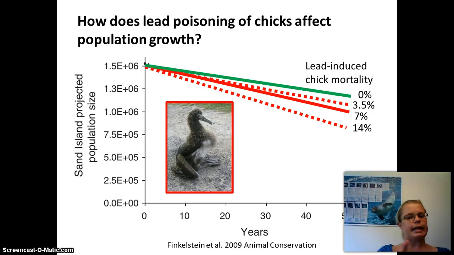But we're not sure it's exactly 7%, so we'll put some error bars on that, if the lead-induced chick mortality is 3.5% to 14%. And we don't actually know what the numbers are on long-line bycatch, so it's kind of tough to put that on here. But it's incorporated in this model right here because it's already happening, and has been happening for many, many years.